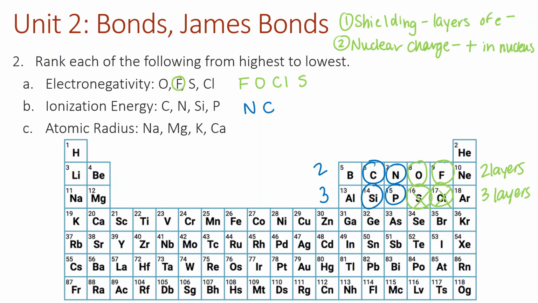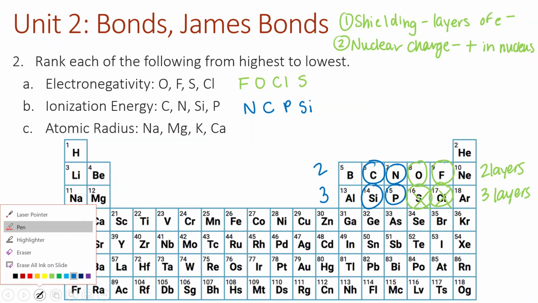So yes, silicon and phosphorus do have more protons. They're 14 and 15 protons, but they also have 1 more layer of electrons. So between silicon and phosphorus, phosphorus is going to have a higher ionization energy because its nucleus is more positive, and then the lowest would be silicon.